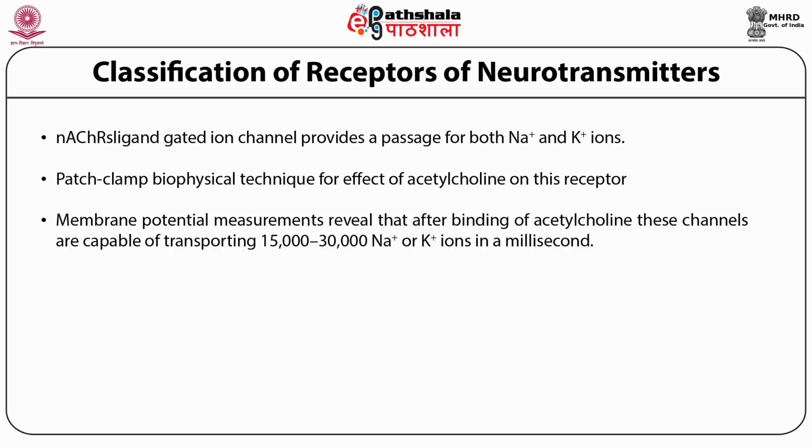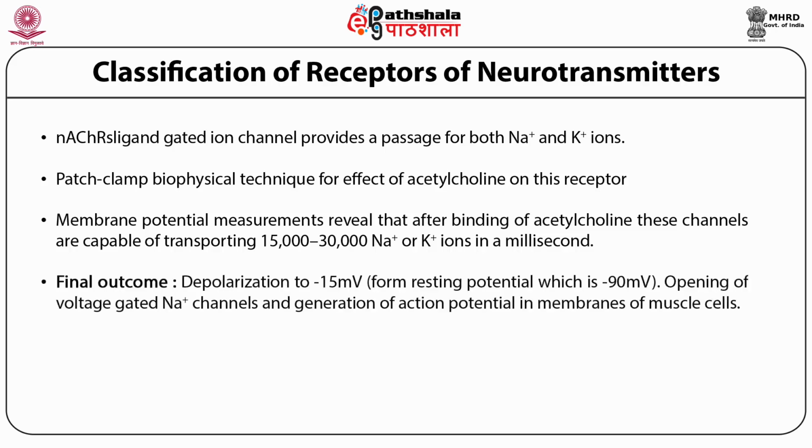The resting potential of the plasma membrane is near to the equilibrium potential of potassium. Therefore, opening of these channels causes little increase in the efflux of potassium ions. Sodium ions come into the muscle cell due to the sodium ion electrochemical gradient. Therefore, the final outcome of these changes is the depolarization of the membrane up to minus 15 millivolts. If you see, the resting potential for the membrane is minus 90 millivolts.